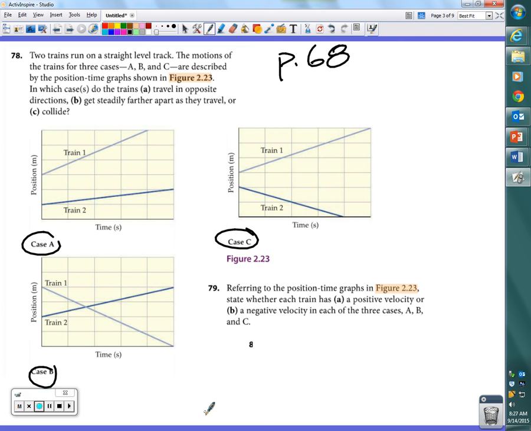Okay? So number 78 on page 68 says, two trains run on a straight level track. The motions of the trains in three cases, A, B, and C, are described by the position time graph shown in figure 2.23, which is the three graphs that are right there. In which case do the trains travel in opposite directions, get steadily farther apart as they travel, or collide? So answer those three parts there. We'll come back and we'll talk.